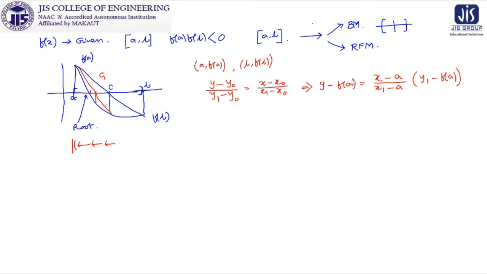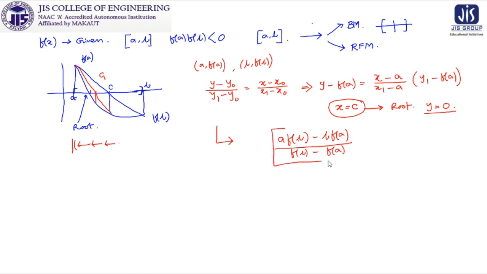Now if we want to get the point x equal to c, at this point, if it is going to be a root, then obviously y will be 0. Putting this relationship into this, I am keeping the intermediate calculation for your practice, we get that the desired root will be (a f(b) minus b f(a)) by (f(b) minus f(a)).